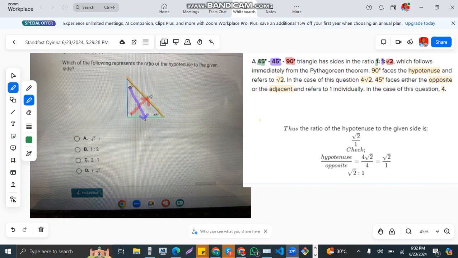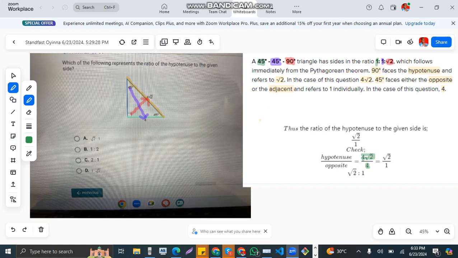Now if you check it, using hypotenuse over opposite, the hypotenuse is 4 root 2, and the opposite is 4, as we have in the triangle. So we're doing 4 root 2 over 4. The 4 in the numerator divides the 4 in the denominator. That leaves us with root 2 over 1, the same thing that we got from the ratio. So that's why I've written root 2 to 1 as the ratio.